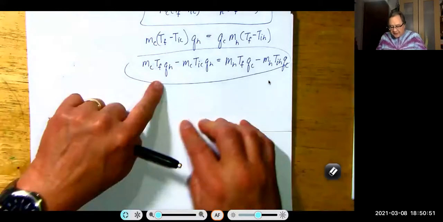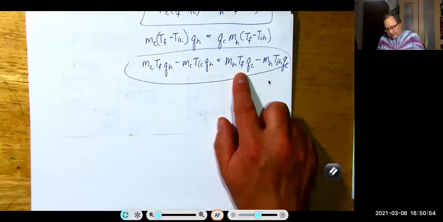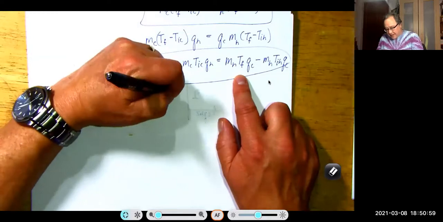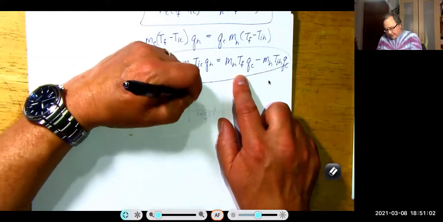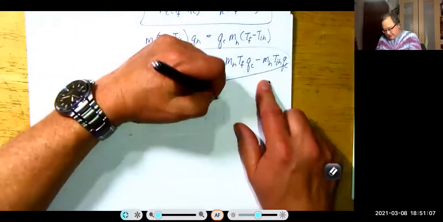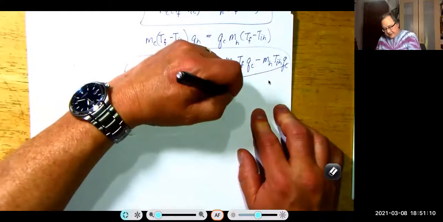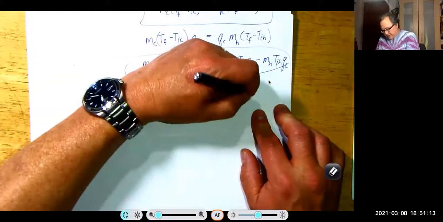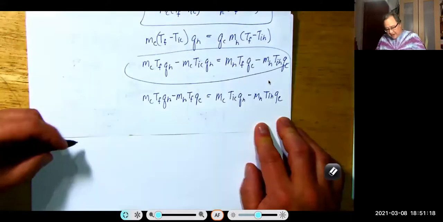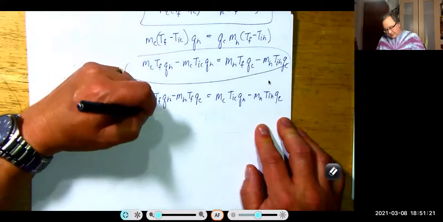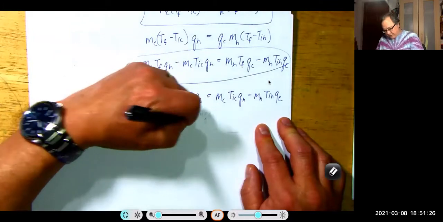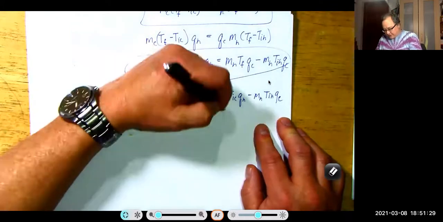Now I want to get the TFs on the same side, so I'm going to say m C TF Q of the hot minus m H TF Q of the C. So I'm pulling this to this side, and I'm going to put this on the other side: m C TIC Q of the hot minus m H TIH Q of the C. I'm going to divide out TF, and I get m C Q hot minus m hot Q C is equal to all of this stuff.